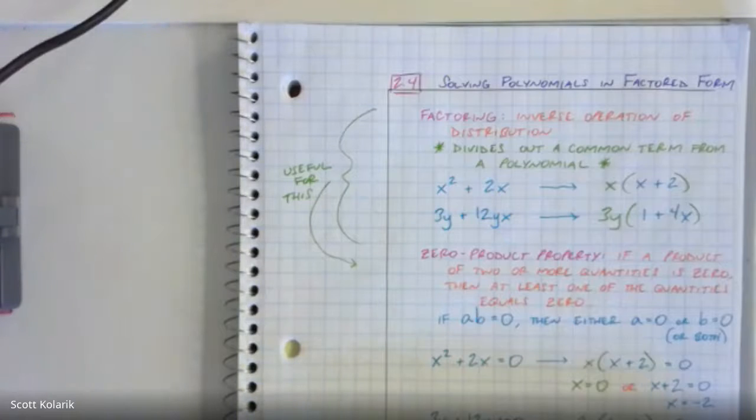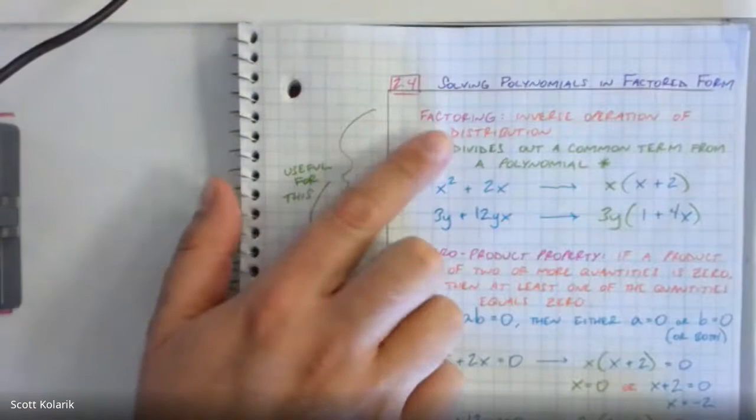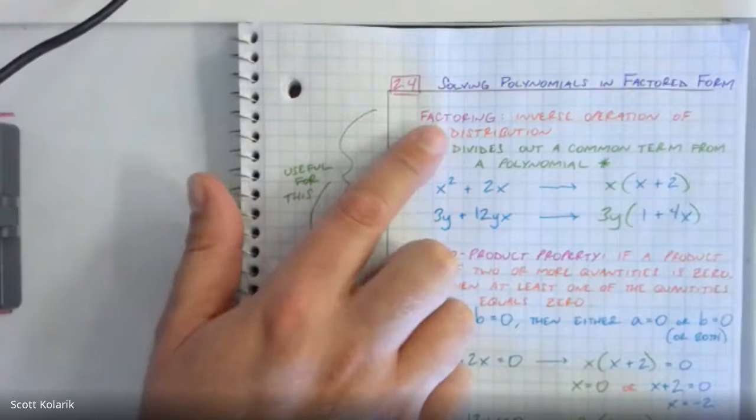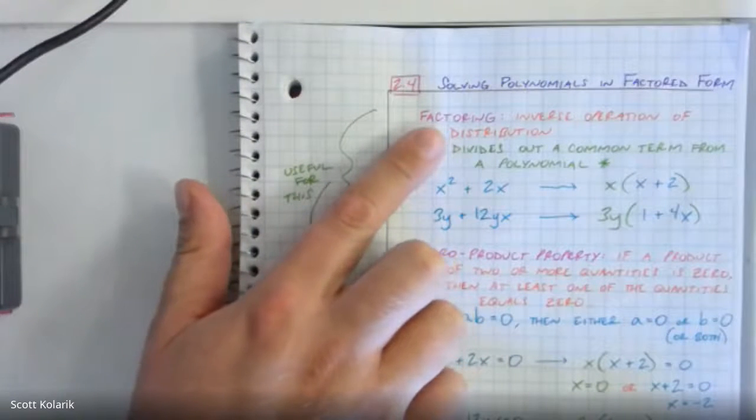It undoes something. We've dealt with that already with addition and subtraction, multiplication, division. Those are inverses of each other. It undoes one or the other. The same thing can be applied to distribution. And distribution is what we've done in the past couple sections.